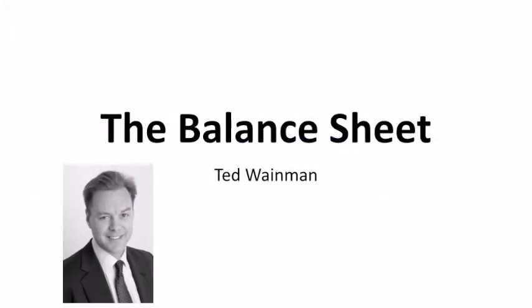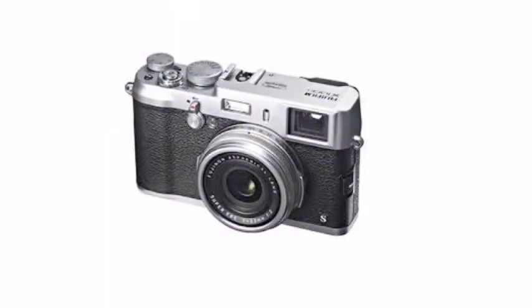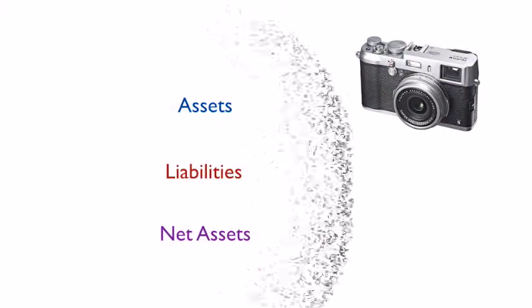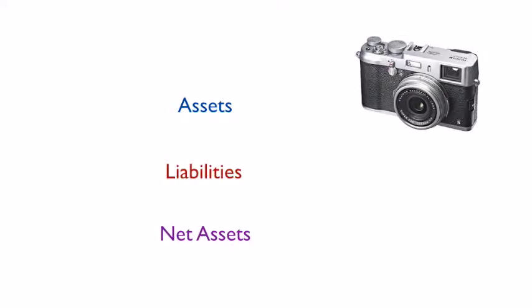The balance sheet. The balance sheet is a snapshot in time of a company. The only two things that you will find on the balance sheet are the assets and the liabilities. The assets of the business, less the liabilities that the company owes to third parties, is known as the net assets. That is the assets net of, or less, the liabilities.